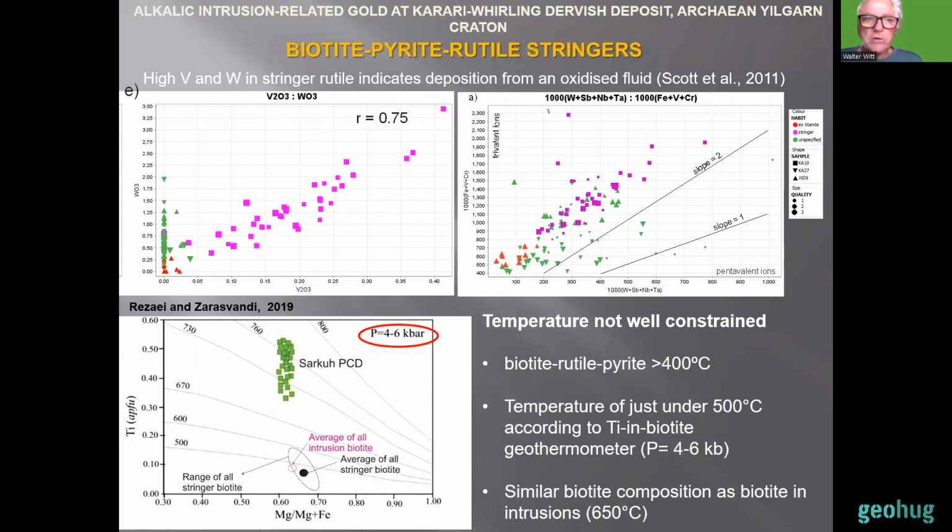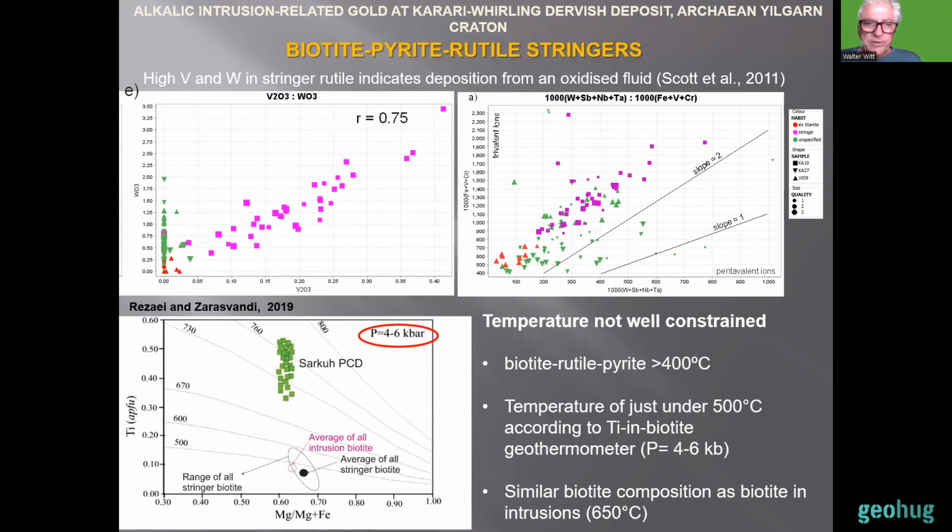The stringer rutile contains high abundances of both tungsten and vanadium, which are well correlated. And the slope of the correlation between trivalent ions and pentavalent ions is greater than 2, indicating, based on the studies of Scott et al., that this was a strongly oxidized fluid. The temperature is less well constrained.